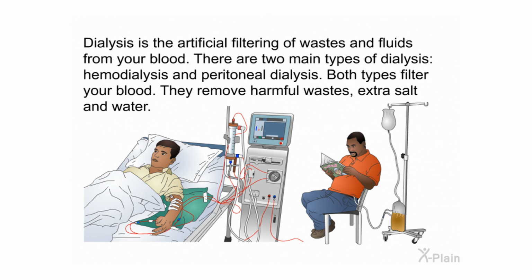Dialysis is the artificial filtering of wastes and fluids from your blood. There are 2 main types of dialysis, hemodialysis and peritoneal dialysis. Both types filter your blood. They remove harmful wastes, extra salt, and water.